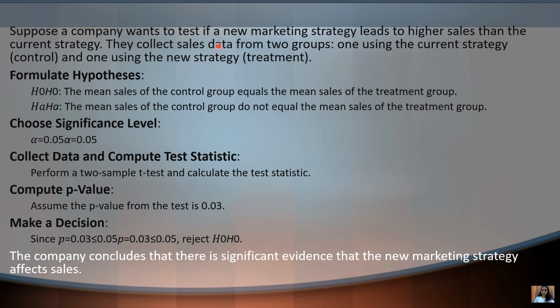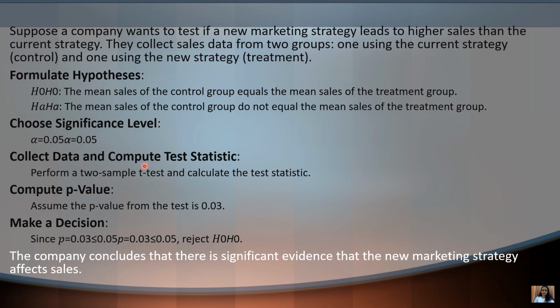Suppose a company wants to test if a new marketing strategy leads to higher sales than the current strategy. They collect sales data from two groups, one using the current strategy and another using the new strategy. Now let's formulate the hypotheses. H naught, the null hypothesis: the mean sales of the control group equals the mean sales of the treatment group. Next, the alternative hypothesis, H alpha: the mean sales of the control group do not equal the mean sales of the treatment group. Here, the control group refers to the current strategy and the treatment group refers to the new strategy.